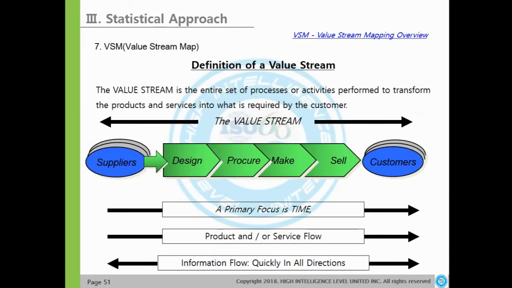And now we study about VSM, value stream map. Value stream map is coming from Lean. The value stream is an entire set of processes or activities performed to transform the products and services into what is required by the customer. That's why we put value, because value is coming from customer.